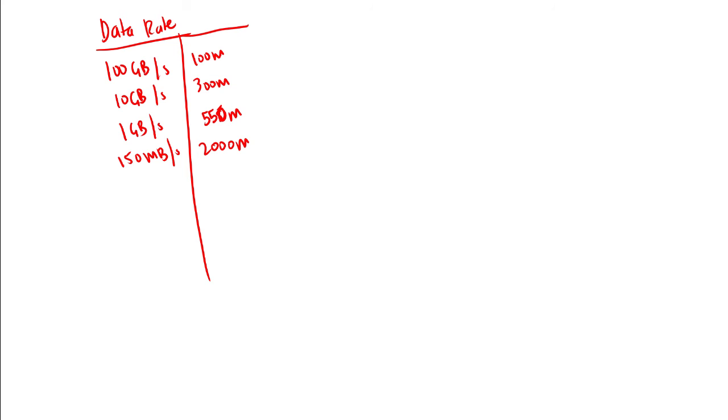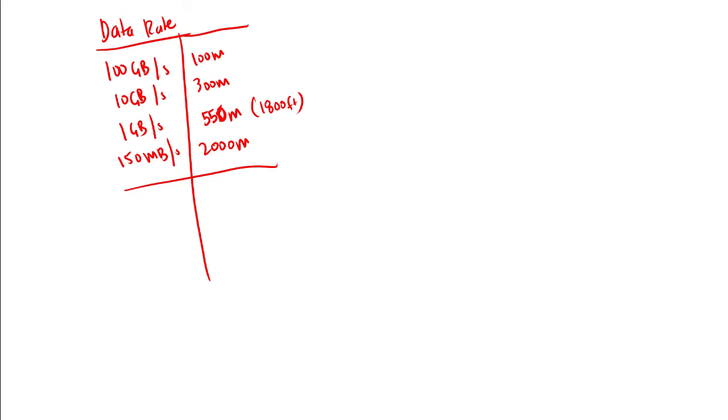So if our distance is short, we can do a decent speed. Even 550 meters, that's 1800 feet. That's a pretty decent gigabit Ethernet connection in a building. So that's a lot more than what most applications require. So in many cases, multimode is quite suitable.